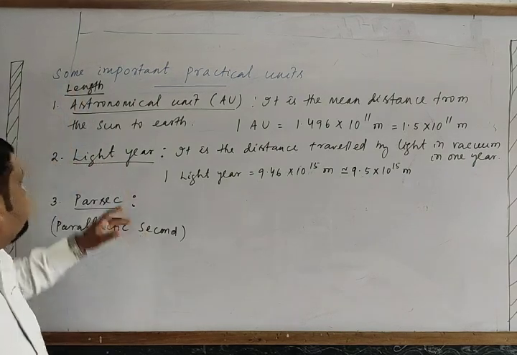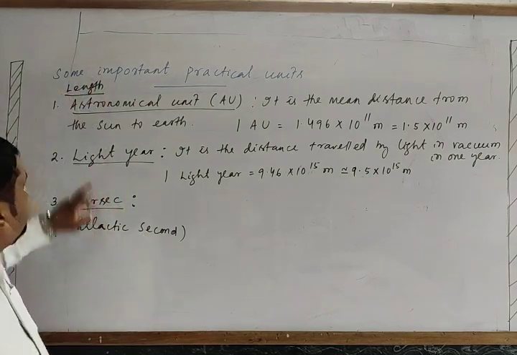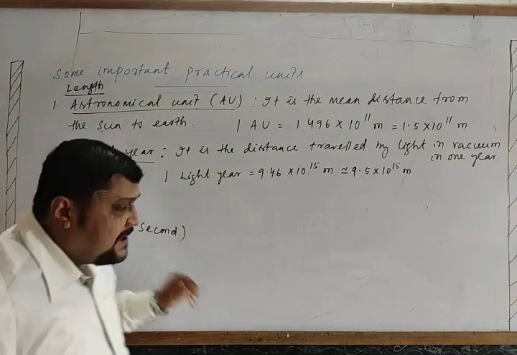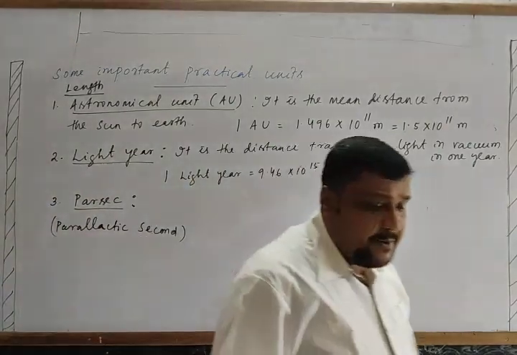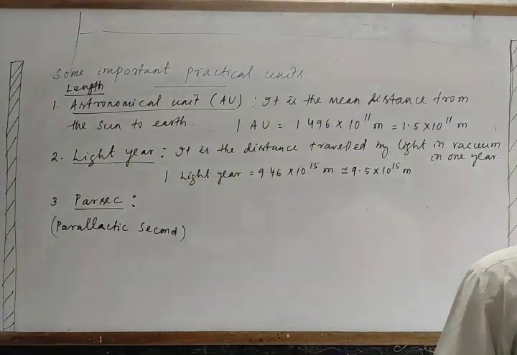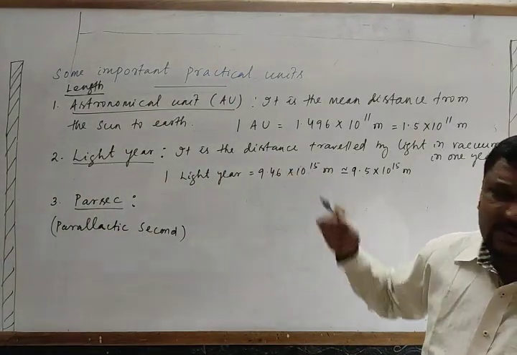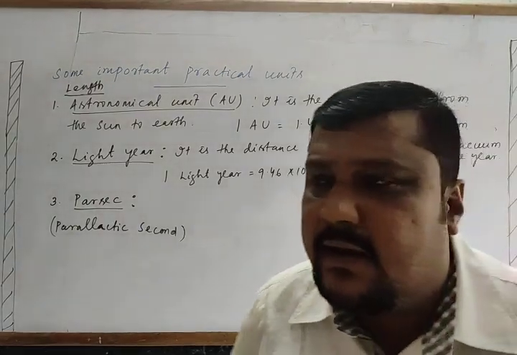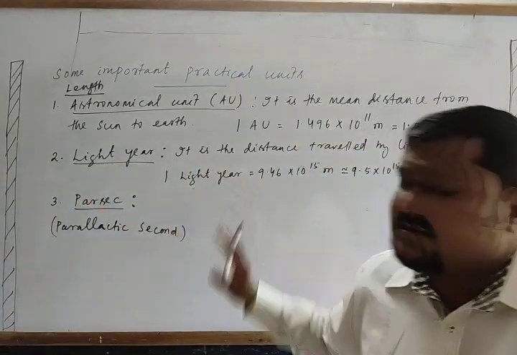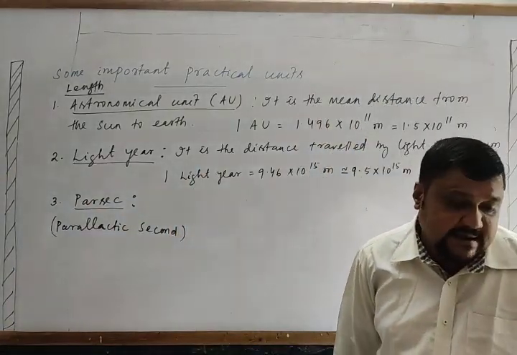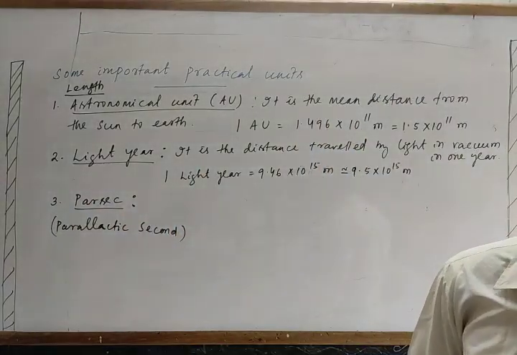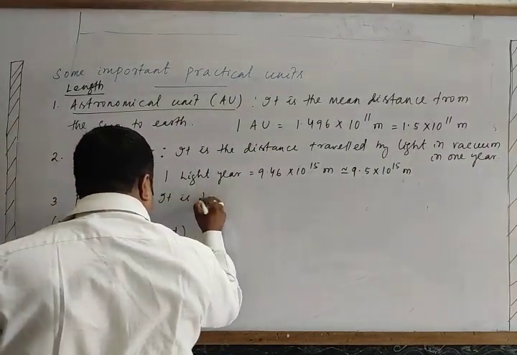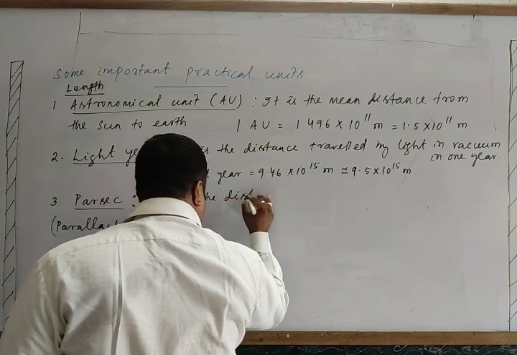If there is a second, it means time? No, it is used to measure length, and it is a practical unit. It is also used in astronomy. In astronomy, to measure distances, we are using this parsec. So what is this one? It is the distance. Let me write the statement.